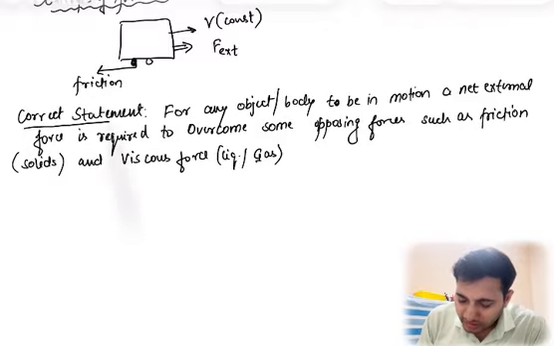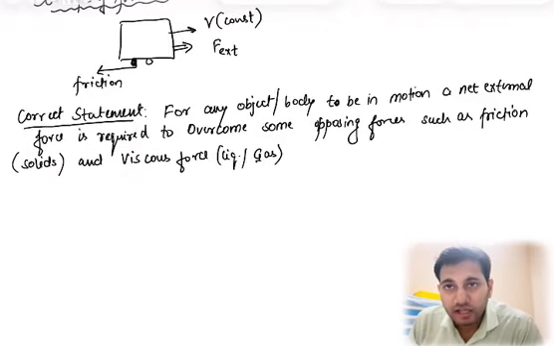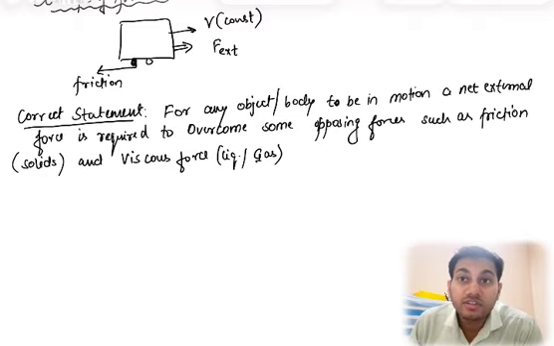So the correct statement is that if any object is in motion, an external force is required to overcome some opposing forces, which is nothing but friction. If we want to feel what exactly friction is, let's bring our palms together. Now if we want to pull this palm upwards, and we apply a very little force upward, then it might be possible that this palm will not go upward, right?